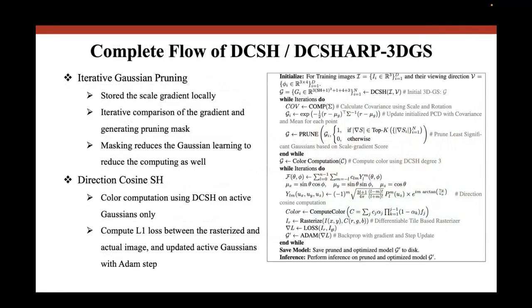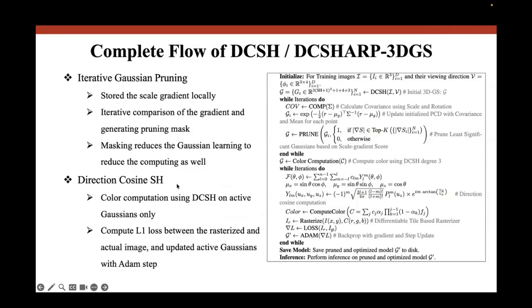So it is a complete flow of our DCSH and DCSH ARP 3DGS. We first start with the iterative pruning, where we store the scale gradient locally, iteratively compare the gradient and update the generated mask. And then we apply those generated masks on the active Gaussians to reduce the active Gaussians and remove the redundant Gaussians. So in this way, we get a twofold benefit. One is our training speed is improved, and second, we are reducing the training resources and eliminating the redundant Gaussians.